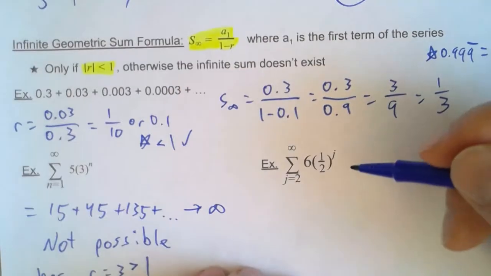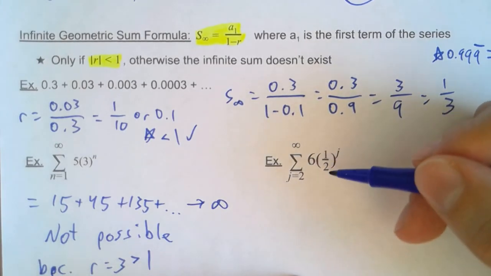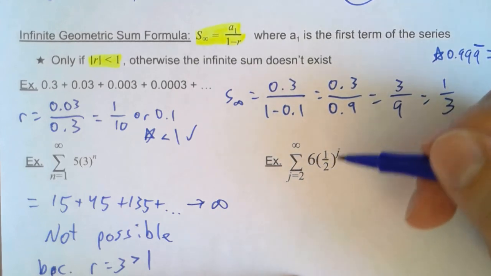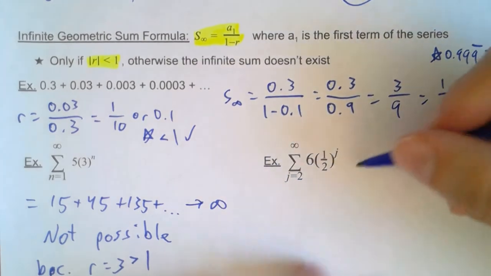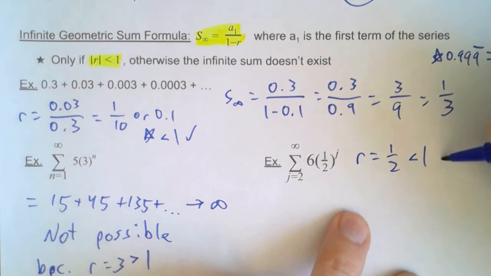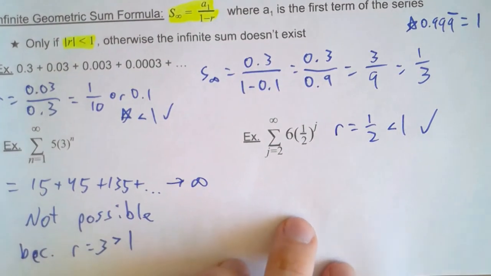Well, if we take a look at this one here, we can see that our r is a half. Again, the base of the exponential function, the thing that has the exponent on it, which you're multiplying by over and over again, is going to be your r. So r equals a half, and that is less than 1. So we can go ahead and use our formula there.